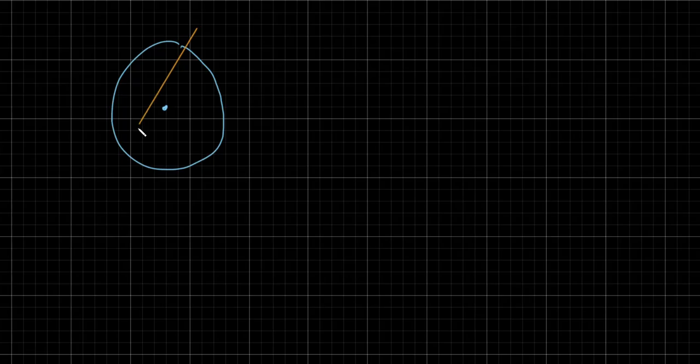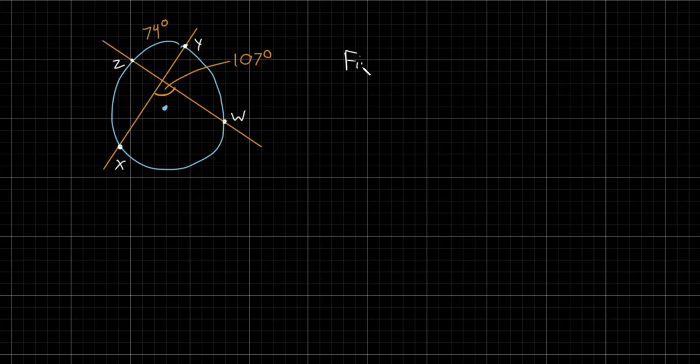We're going to have two lines. What type of lines are these, Carson? Secant lines. Yep. This arc up here, I'm going to tell you, is 74 degrees, and this angle right here is 107 degrees. I'm just going to label these. We'll call this X, Y, W. There should be X down there. So I want you to find the measurement of WX.